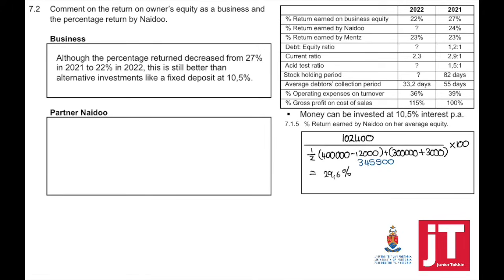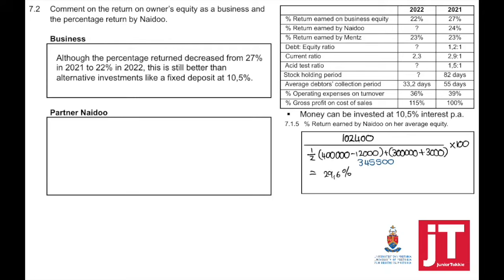If we're looking at partner Naidu, the percentage return needed to be calculated. So we calculated it in question 7.1.5. Again, you need to make sure that any calculations with financial indicators, you attempt at least, write something. Because if you leave it blank, then you will not be able to answer this question. What are you going to compare the percentage return earned by Naidu in 2021 to, if you haven't done any calculation in 7.1.5?